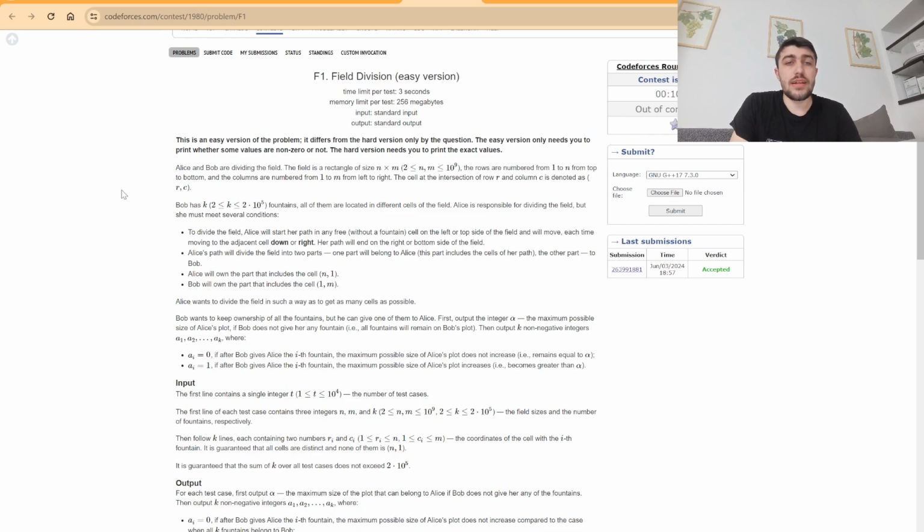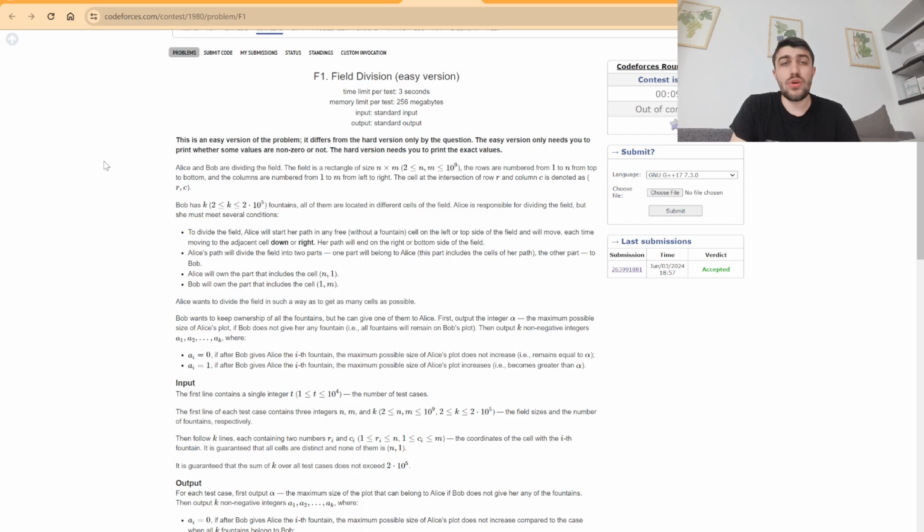We have here a rectangular field of size n times m, and we have k fountains. In short, what we need to do is split the field in two parts, such that all of the fountains Bob has will be on one side, and the one fountain Alice will get from Bob will also be on that side. Our goal is to find first what would be the maximum size of plot Alice could get if she doesn't get any fountain.